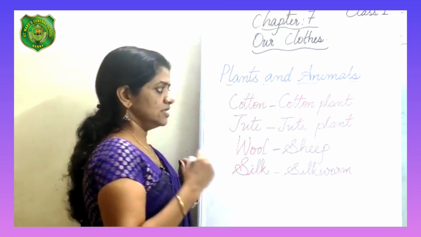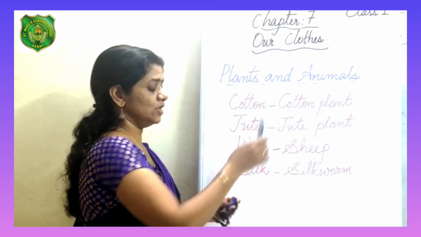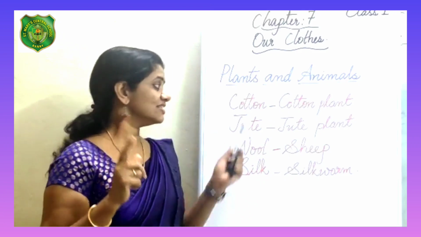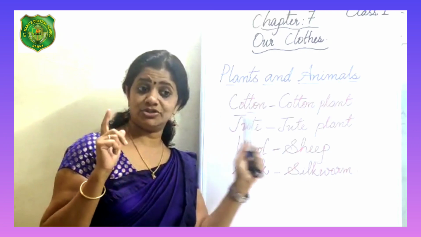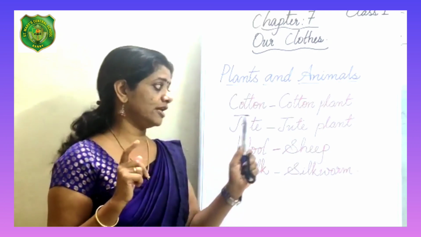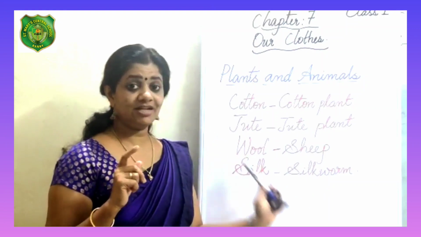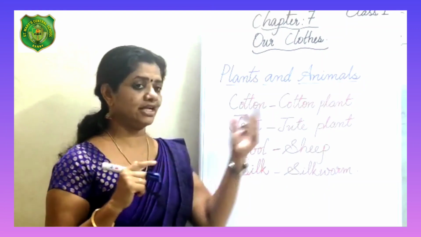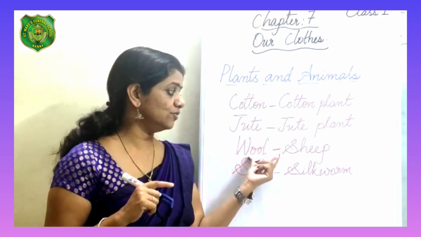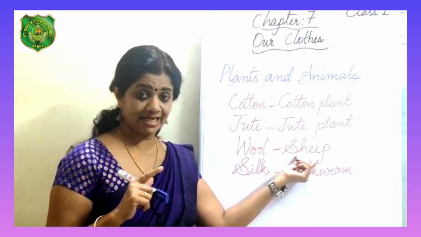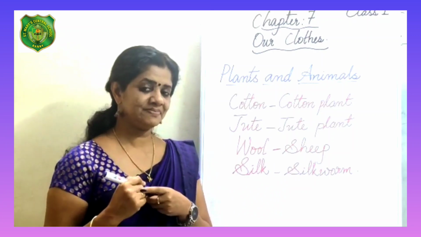Okay. So we get cotton from cotton plants. Then jute from jute plant. Wool from sheep. And silk from silkworm. Okay, cotton from cotton plant. Jute from jute plant. Then wool from sheep. And silk from silkworm. Okay.